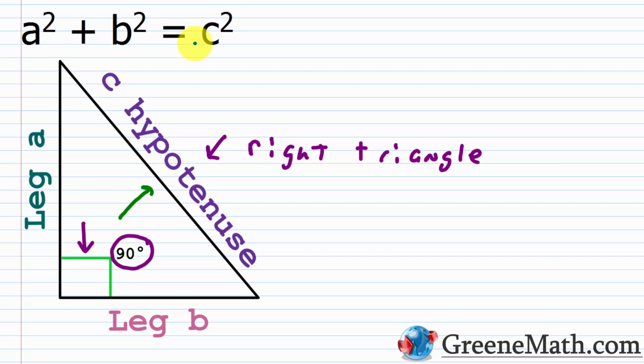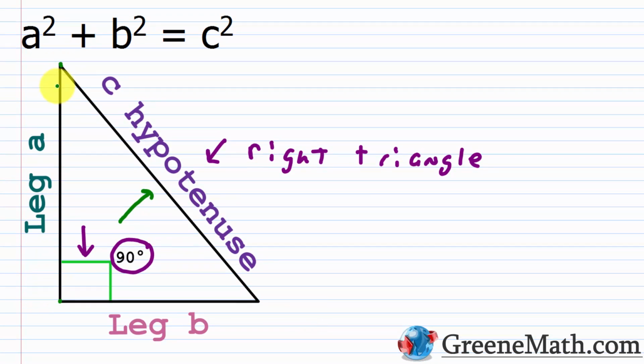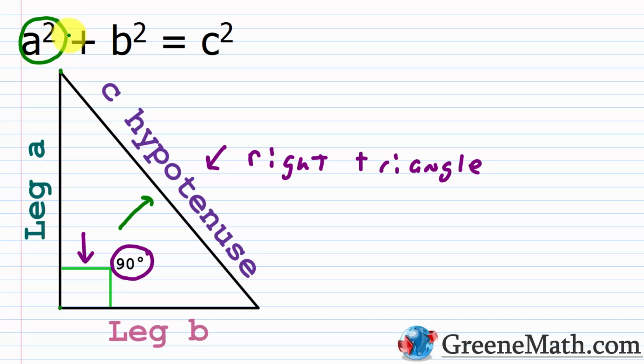So in other words, the measure of leg A, so from here to here, if I square that guy, that's where I get this a squared from. And then I add that to the measure of leg B, so from here to here, that guy squared, so that's where b squared comes from. This is equal to the hypotenuse or c squared, so from here to here. Okay, so that's where the c squared comes from. So a squared plus b squared equals c squared.